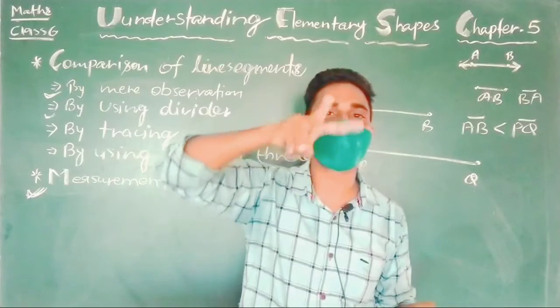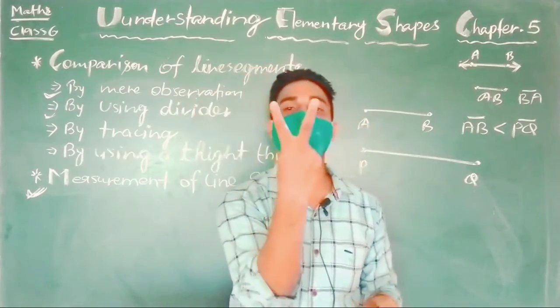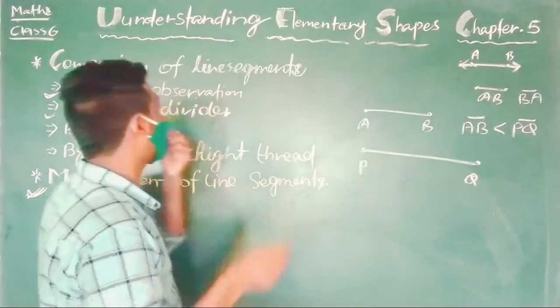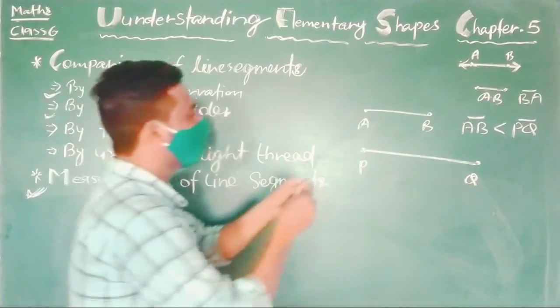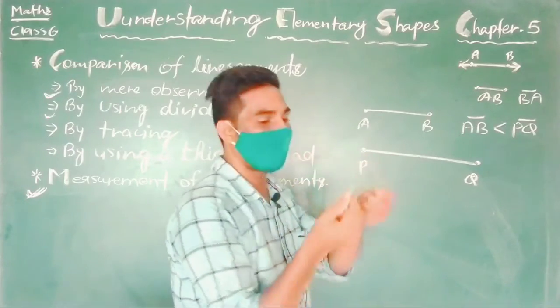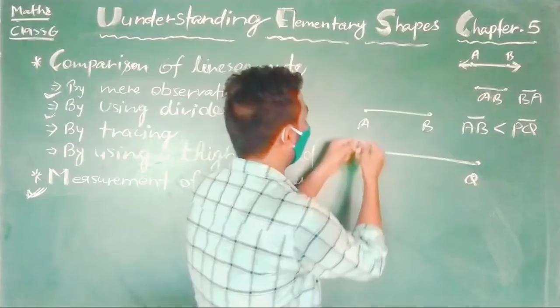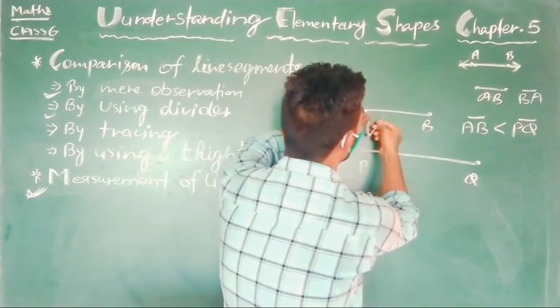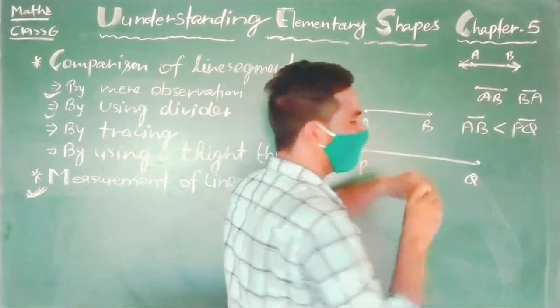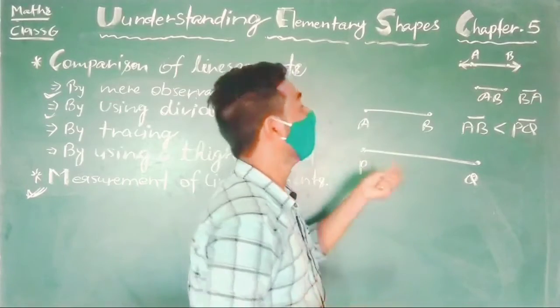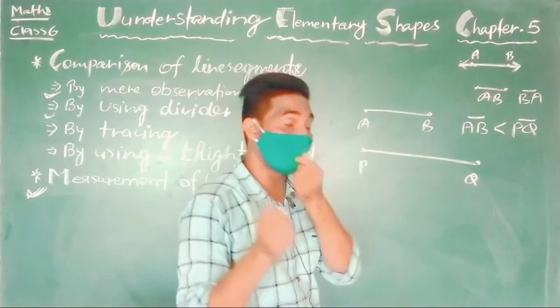In your hand also, this is the divider. It can be said as a divider. So how to measure by the divider? You can see, we will place one leg of the divider at one end, and the other will be placed at the other end. It is small obviously, so we cannot measure this, but you can think over it.